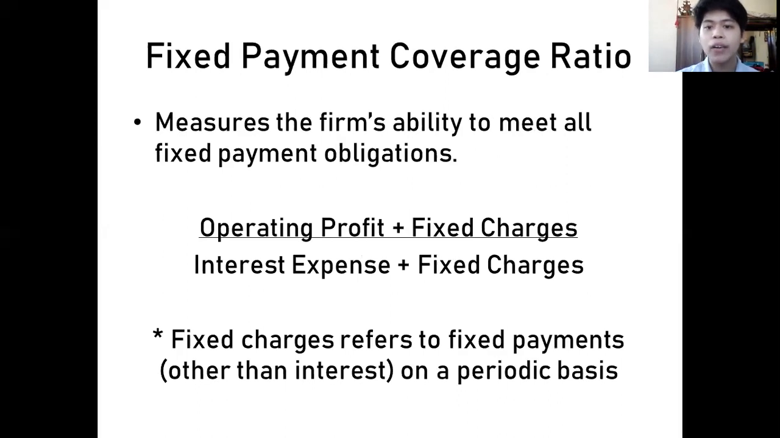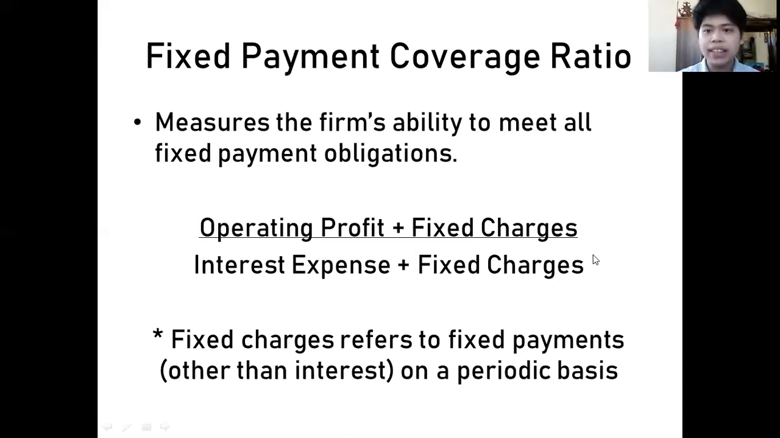Fixed payment coverage ratio. Ito yung pinahabang times interest earned. It measures the firm's ability to meet all fixed payment obligations. Okay, pansinin nyo. Operating profit plus fixed charges divided by interest expense plus fixed charges. Kung iisipin nyo, para tong times interest earned. Dinagdagan lang natin ng fixed charges sa numerator at denominator.